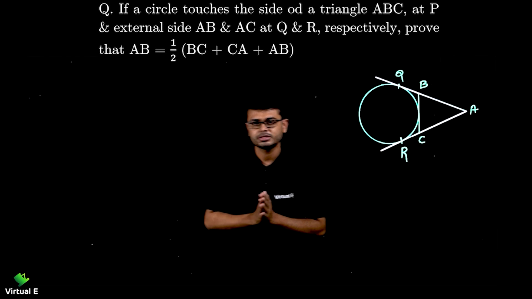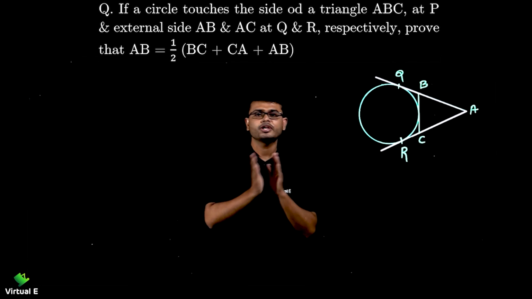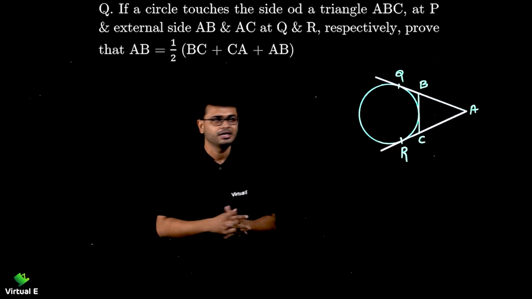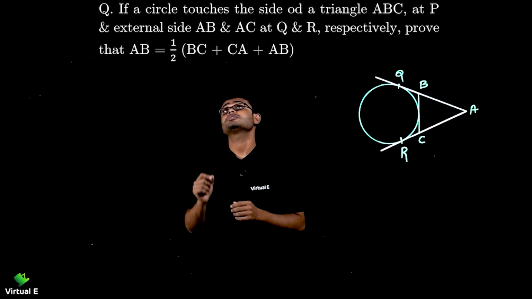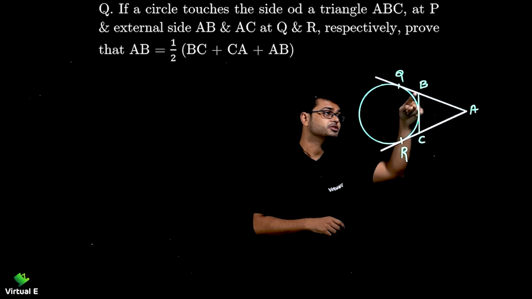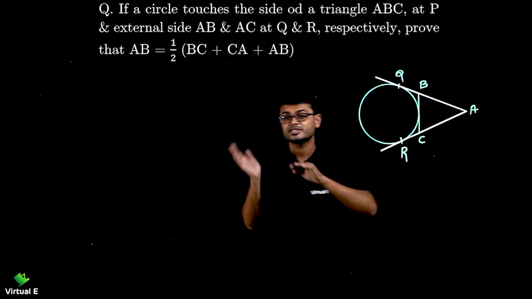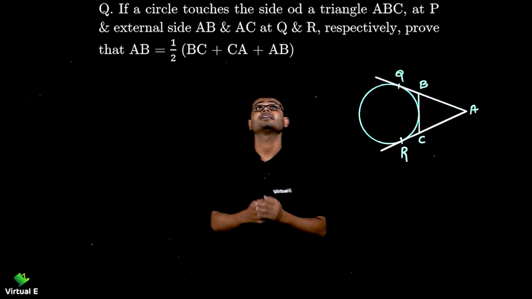Let's do a similar question. The figure is going to remain almost the same. Names are different, but we need to prove something else over here. Let's start. Let's read the question. If a circle touches the side of a triangle, here it is given something else. Previously it was given that it is a tangent, right?